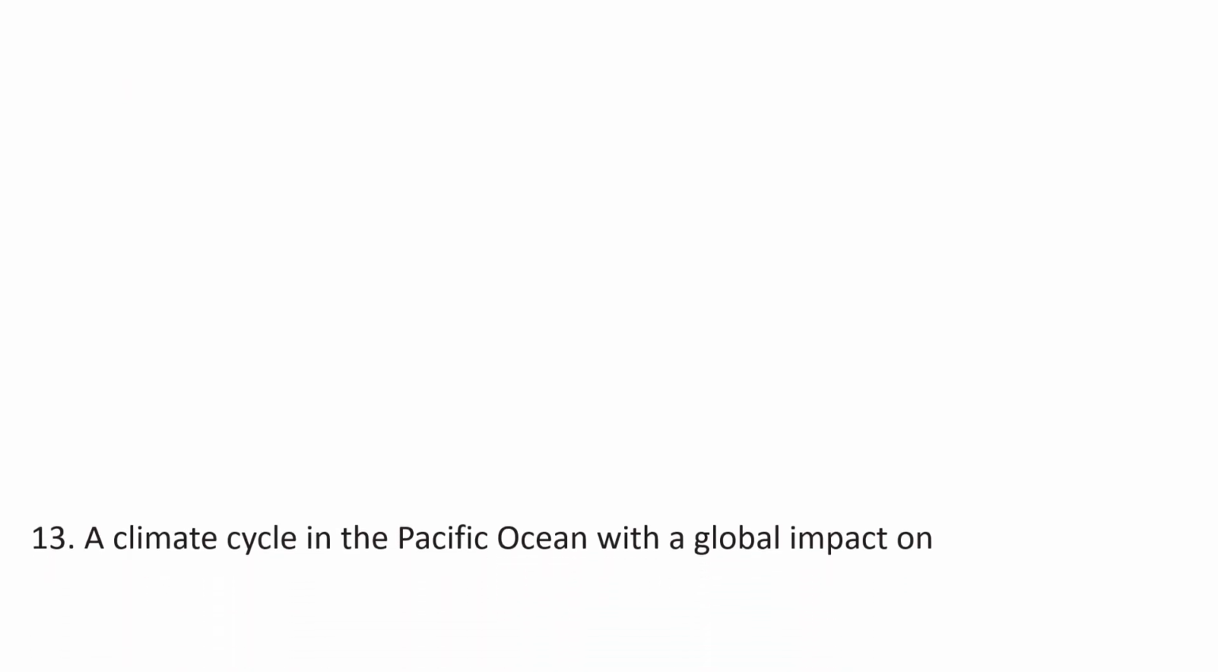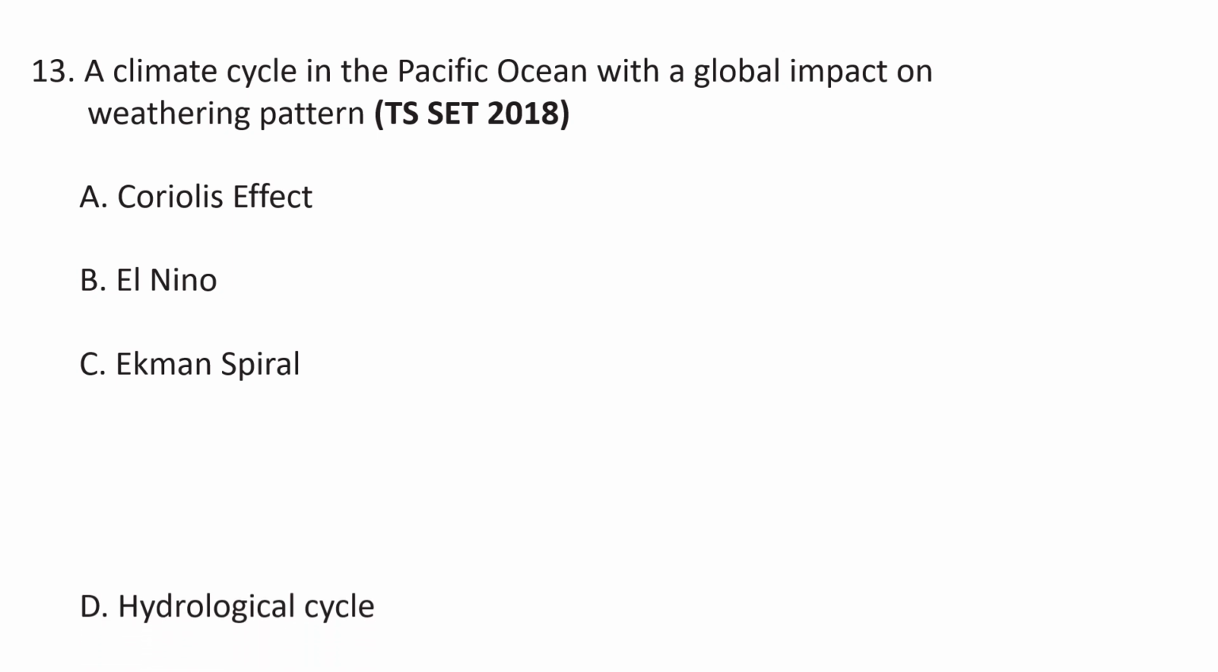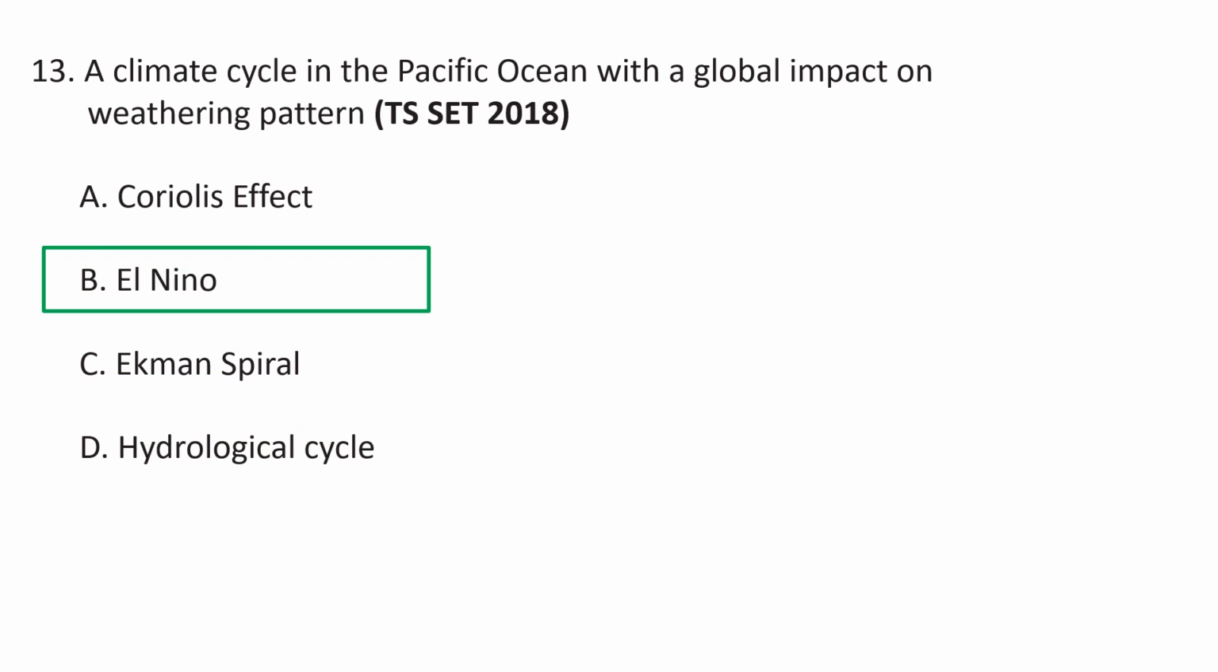Next question. A climate cycle in the Pacific Ocean with a global impact on weathering pattern is A. Coriolis effect, B. El Nino effect, C. Ekman spiral, D. Hydrological cycle. So the correct answer here is El Nino. It's a climate cycle in the Pacific Ocean with a global impact on the weathering pattern. The Coriolis effect is because the Earth rotates on its axis. Circulating air is deflected towards the right in the northern hemisphere and towards the left in the southern hemisphere. This deflection is called the Coriolis effect.